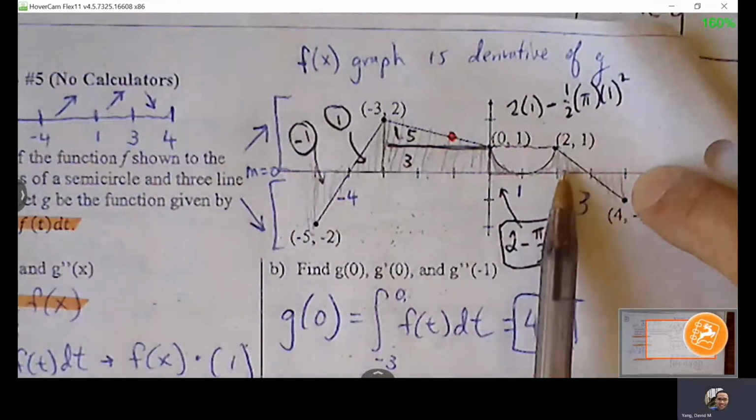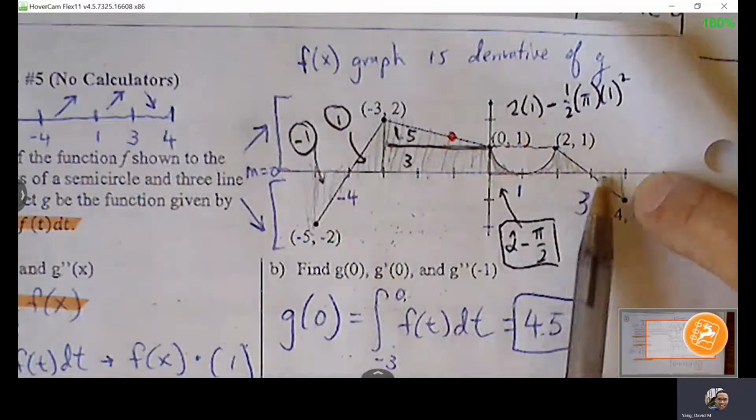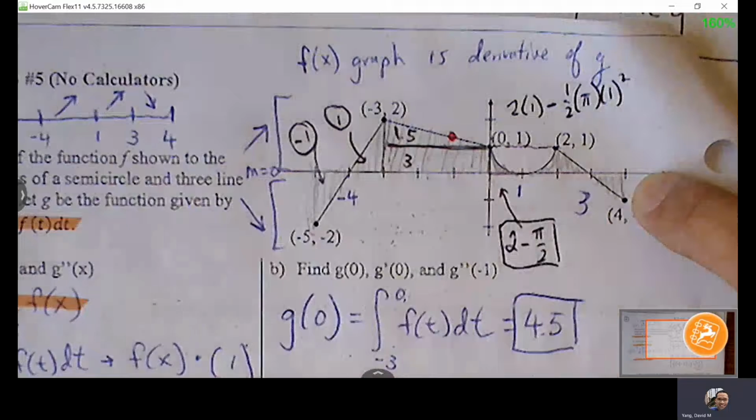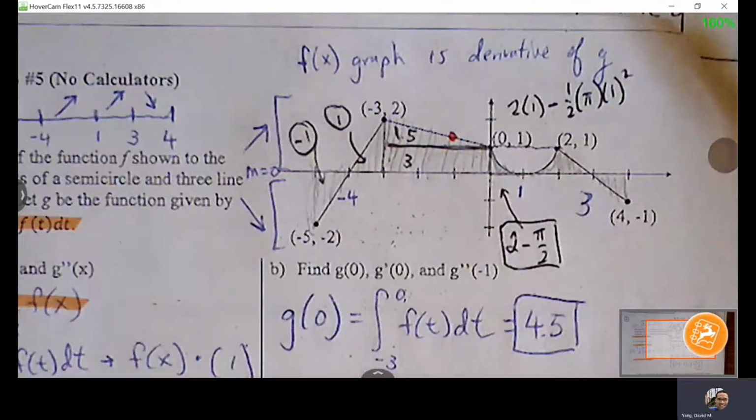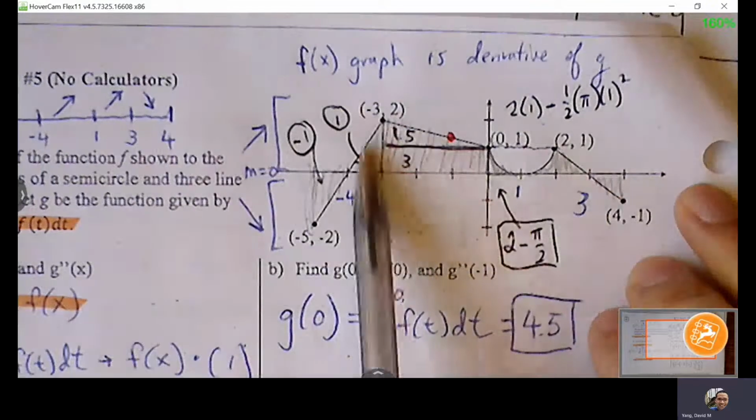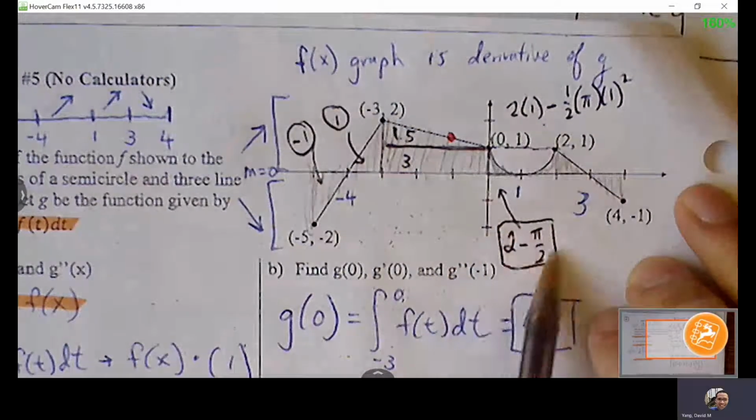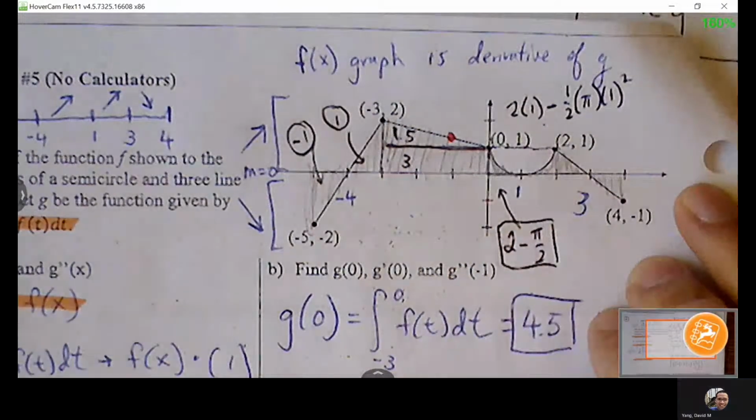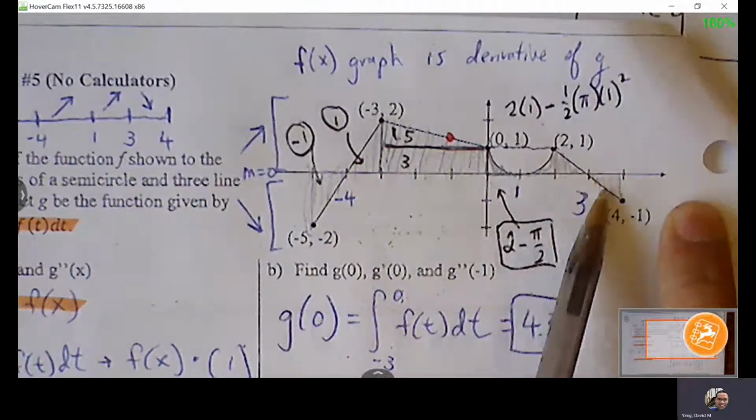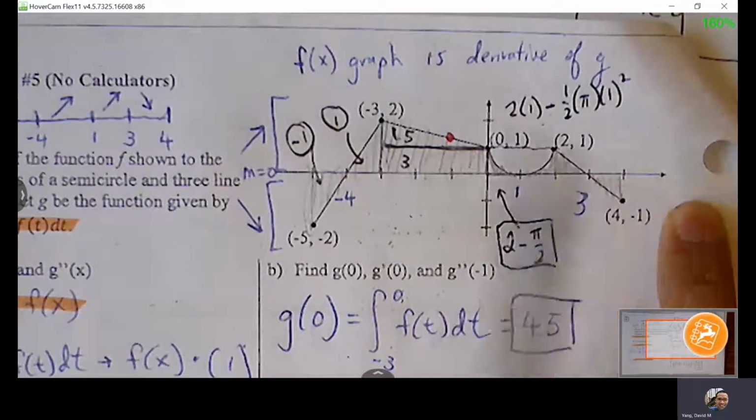Okay, and the area here, this is 1/2 minus 1/2, so that's going to cancel out to be 0, right? So -4 to 3, sorry, -3 to 4, 4.5 plus 2 minus pi over 2 plus 0, right? Because those two will cancel out, 1/2 and -1/2.